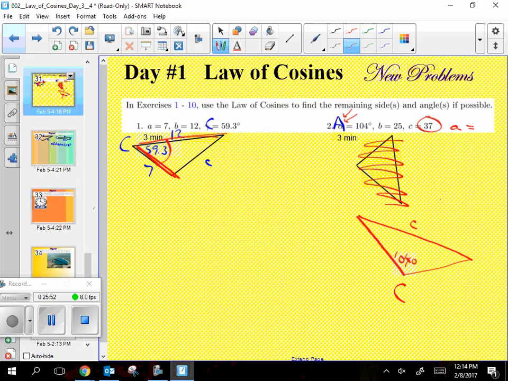Which one looks longer to you? I feel like that one looks longer, so I'm going to say it's 37. And this one's 25. And notice I have a side angle sandwich. And those are perfect for doing cosine. Law of cosines.